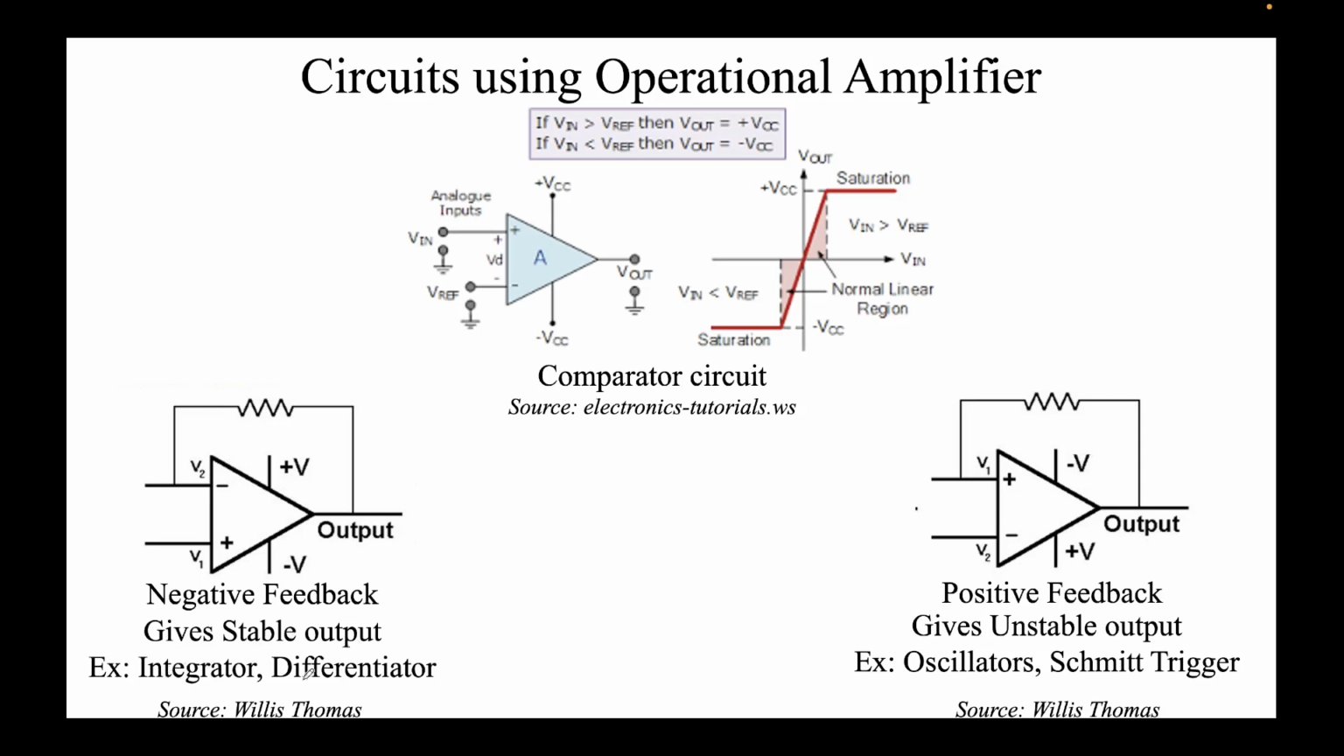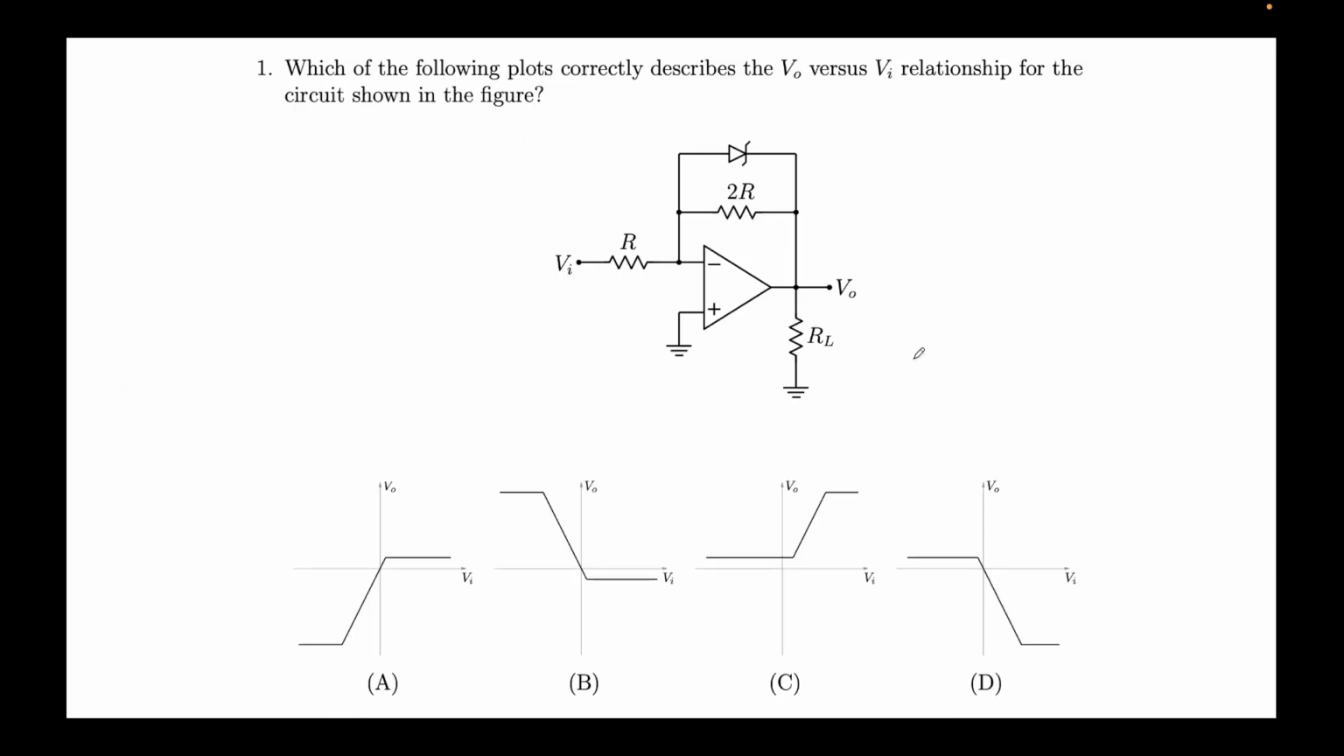Some of the examples we saw were the integrator and differentiator. However, sometimes you also want an unstable output, an oscillating output. A common example is the Schmitt trigger. This I think we will not cover in this session, but in the next session we have some circuits and problems related to the Schmitt trigger and oscillators. So we'll talk about positive feedback then. But that's a very short summary of the operational amplifier idealities and their very basic applications. Now we'll quickly jump into the problems for today.